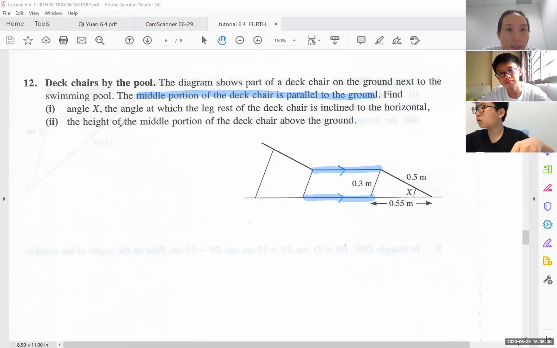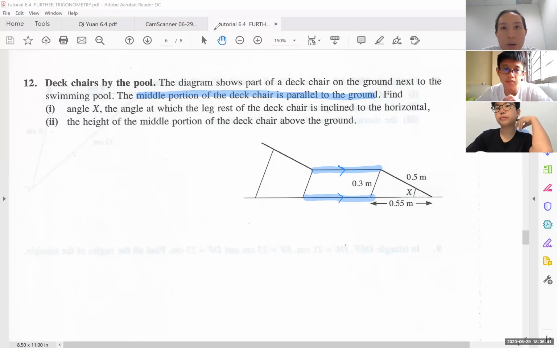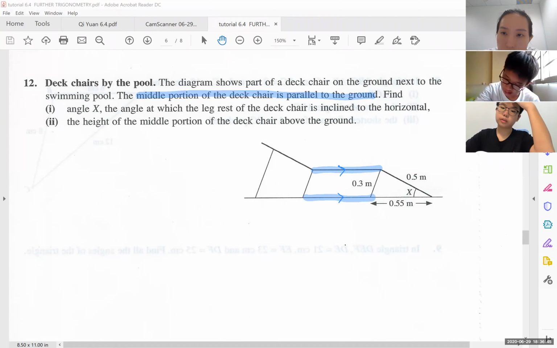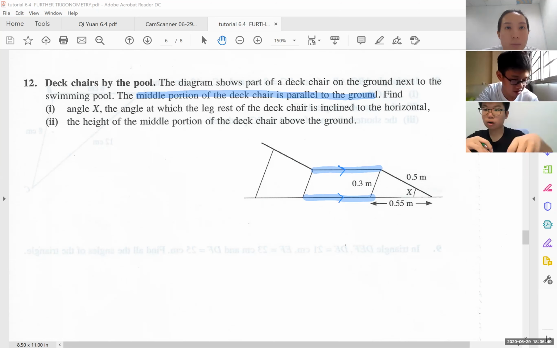Next, they say find the angle X where the leg rest of the deck chair is inclined to the horizontal. So you look at angle X. Angle X is the easiest. How do we find angle X? Using... I use the area of the triangle. Oh, don't overthink. Very simple. Look at angle X. Okay, I use the cosine rule. Yeah, so we must use cosine rule to find angle X.